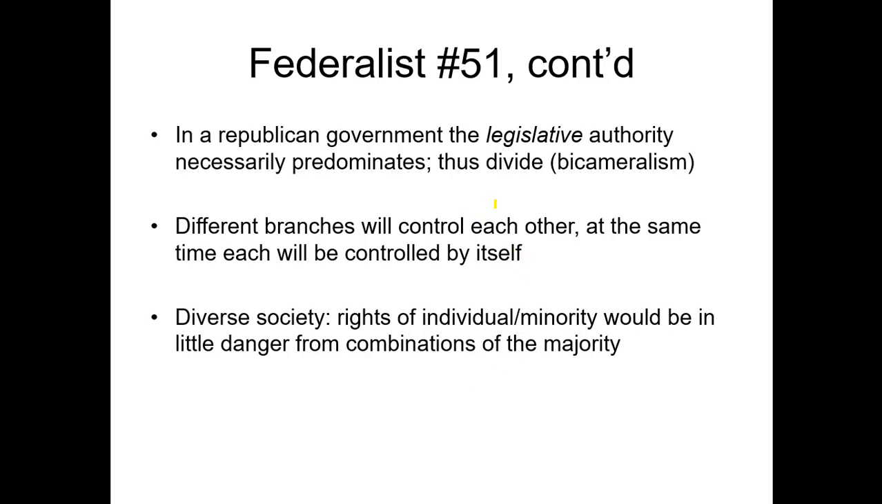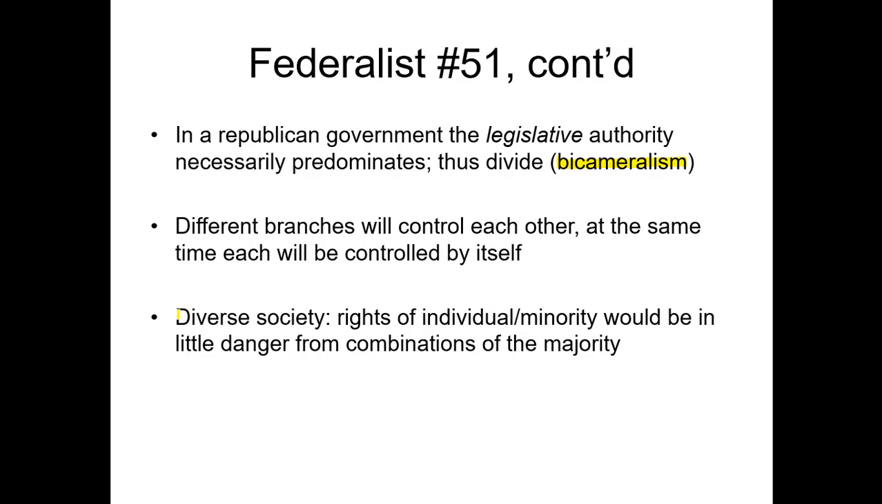But what they also decided to do, since the Congress is going to be the lawmaking branch and would necessarily predominate, they're going to divide it into two houses called bicameralism. They divide it into a House of Representatives and the Senate. So they would have to agree on the bills before they go to the president to be signed. Again, another separation of power there. So the branches will control each other at the same time controlled by itself.